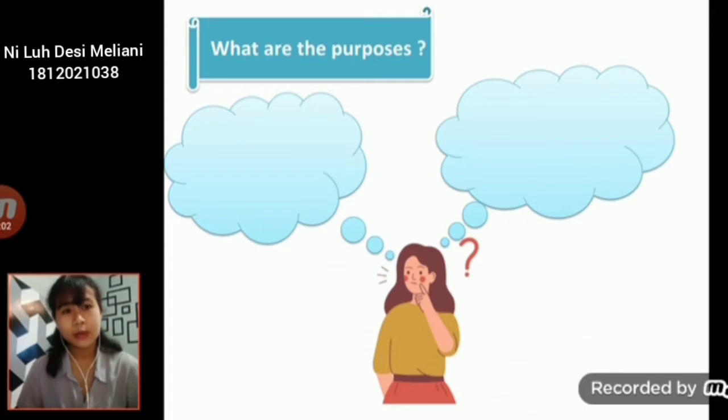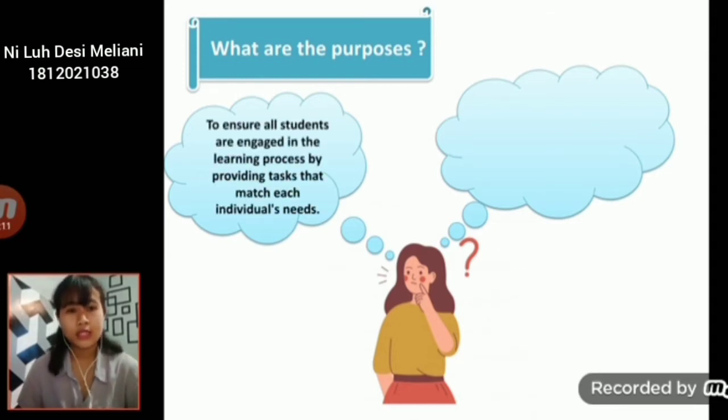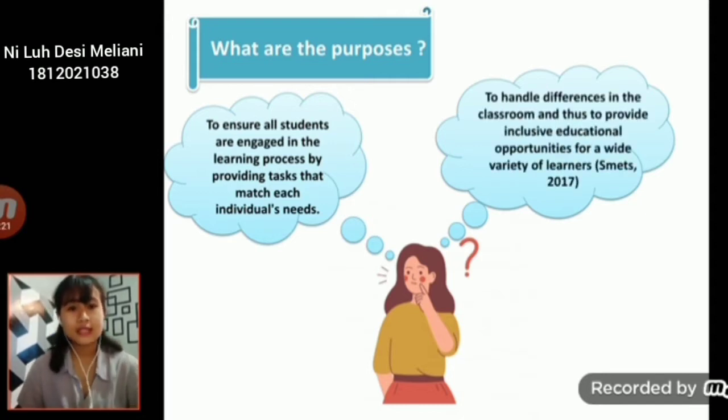Now I will explain about the purposes of differentiated instruction. There are two purposes of DI. The first one is to ensure all students are engaged in the learning process by providing tasks that meet each individual's needs. And the second is to handle differences in the classroom and thus to provide inclusive educational opportunities for a wide variety of learners, according to SMET 2017.